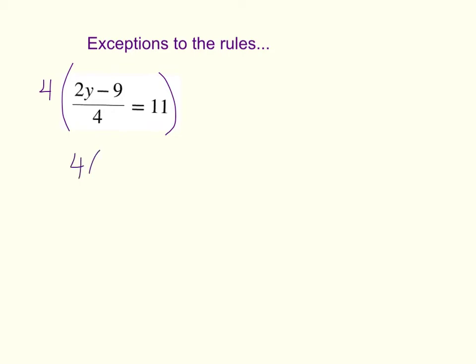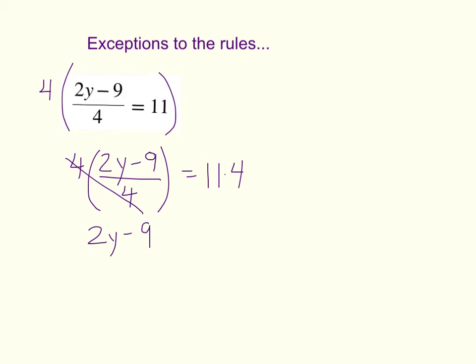So on the left-hand side, that's going to be 2y minus 9 all over 4 times 4. The 4s are going to cancel. Divide by 4 times 4 cancels. And then 11 times 4 on the right, giving me 44. So I now have 2y minus 9 equals 44. And from there, I can go ahead and finish solving the equation.